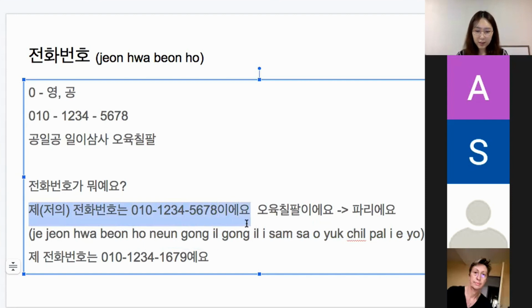제 전화번호는 010-1234-5678. 제 전화번호는 010-1234-5678이에요.